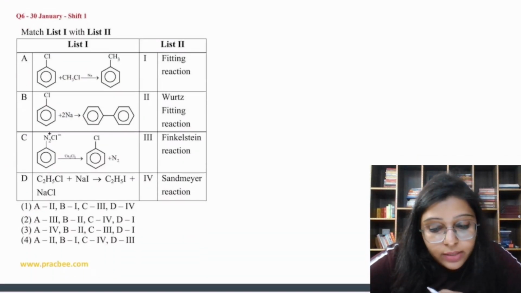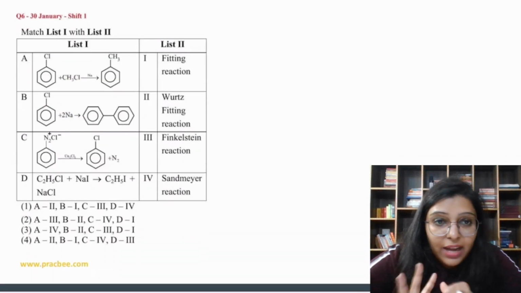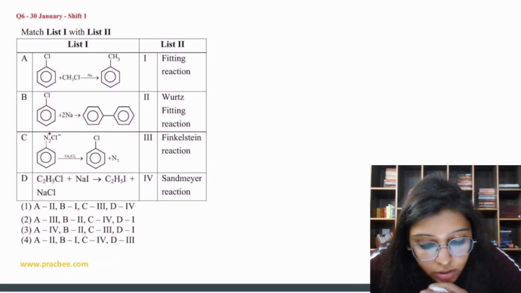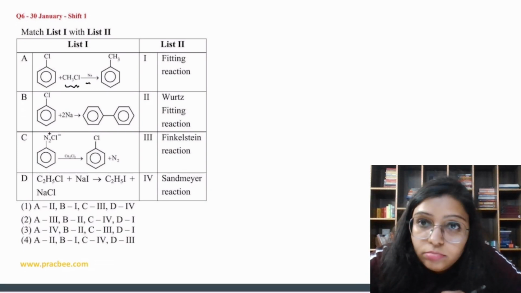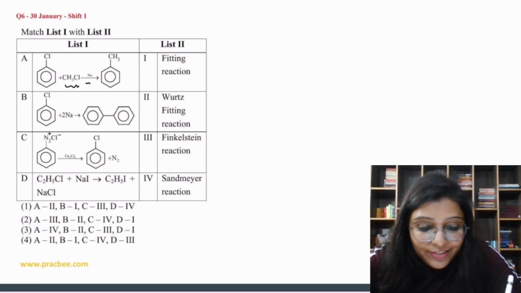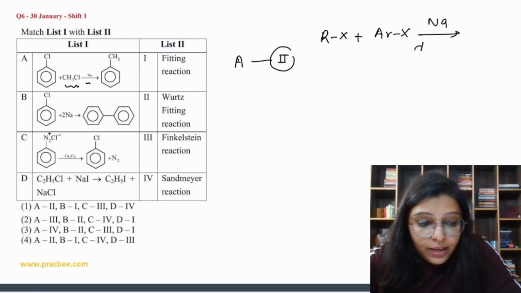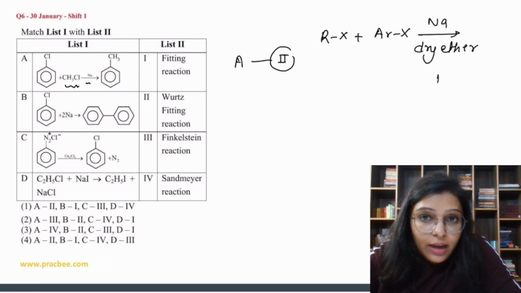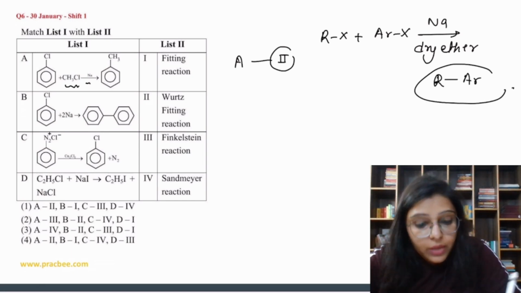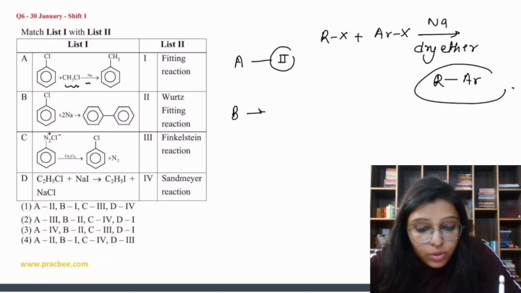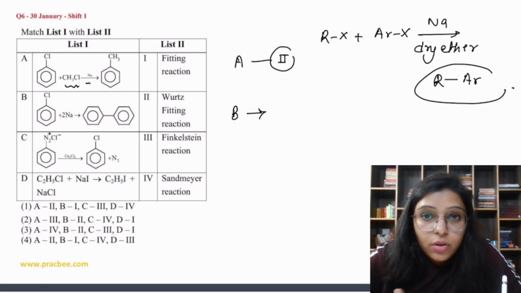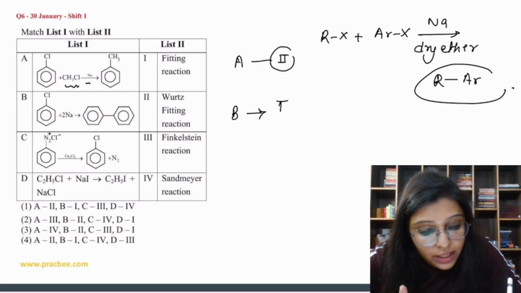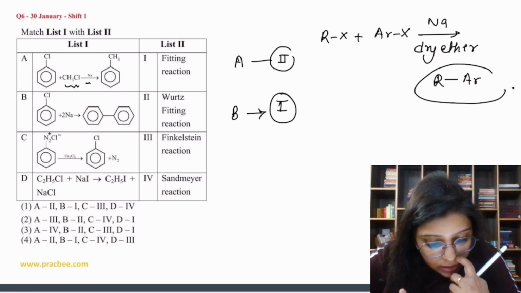Okay. Now let's do this reaction. We have to match with the correct name reaction. See, we have CH3Cl and Na and chlorobenzene. So this is Wurtz-Fittig, right? First reaction is Wurtz-Fittig: R-X, Ar-X in the presence of Na, dry ether, so we get R-Ar. Then second, B is Fittig: 2 molecules of chlorobenzene. So B can be matched with first. So A second, B first.